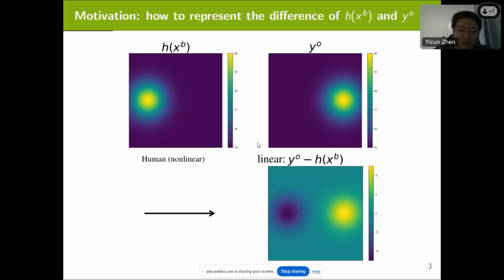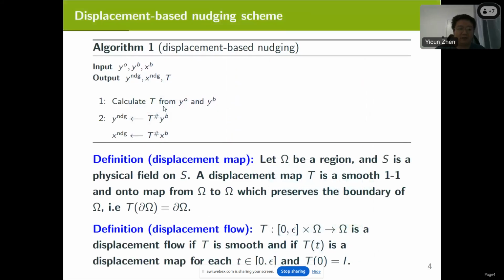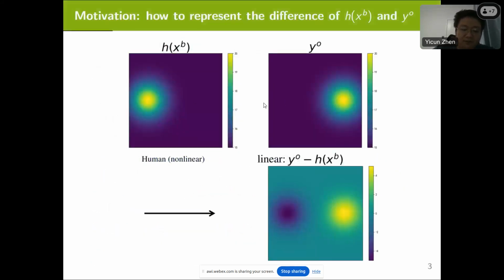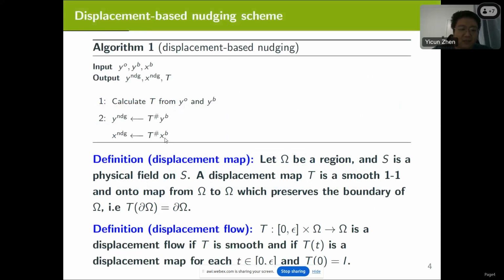So our goal is to find the algorithm to calculate this error for a given observed field and background estimate field. As I said, this is another interpretation of the difference of the two states. This arrow is another interpretation of the difference between HX^b and Y^o. So this new interpretation gives us another kind of nudging method. We can call it displacement-based nudging.